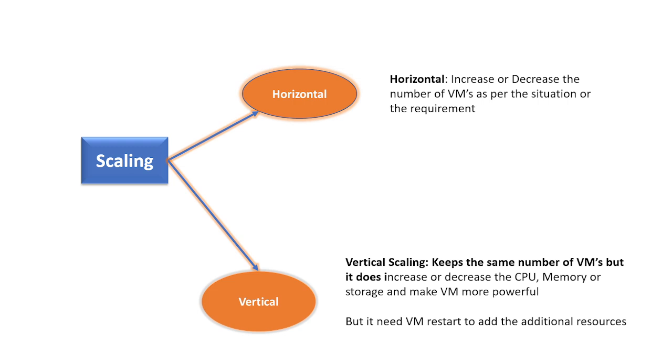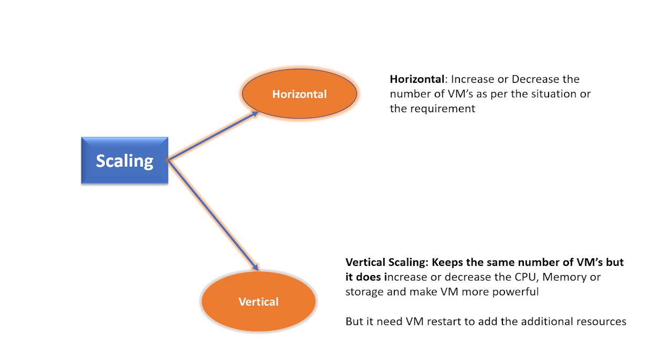There are two types of scaling. One is horizontal scaling, another is vertical scaling. Horizontal scaling increases or decreases the number of virtual machines as per the requirement. It means you have two virtual machines, and if you go with horizontal, the third, fourth and fifth virtual machines will be built in parallel and added behind the load balancer or application gateway. That is called horizontal.